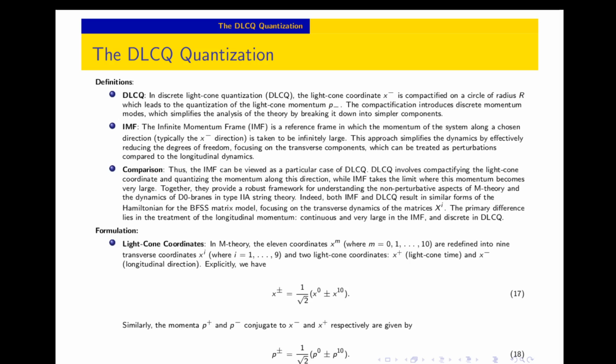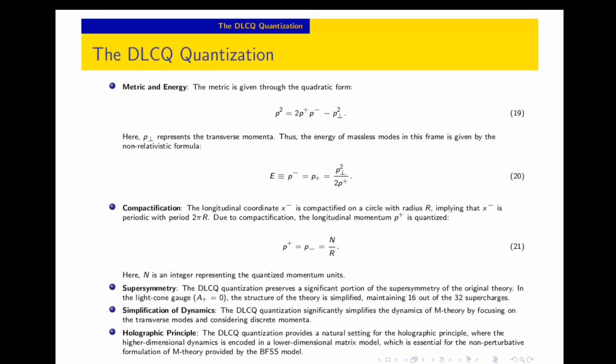Let's describe the formulation of the DLCQ in some detail. In M-theory, 11 coordinates x^m are split into 9 transverse coordinates x^i and 2 light cone coordinates x^+ and x^-. The momenta p_+ and p_- are conjugate to these coordinates. The metric in this frame simplifies the energy expression for massless modes, leading to a non-relativistic formula for energy. The longitudinal coordinate x^- is compactified, making it periodic. This compactification quantizes the longitudinal momentum p_- as in equation 21.